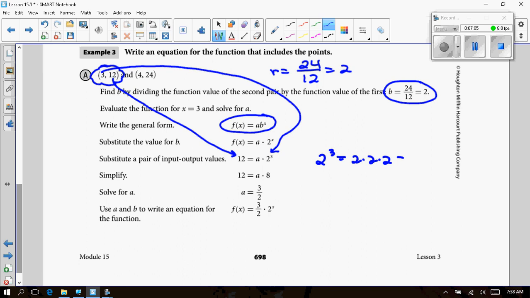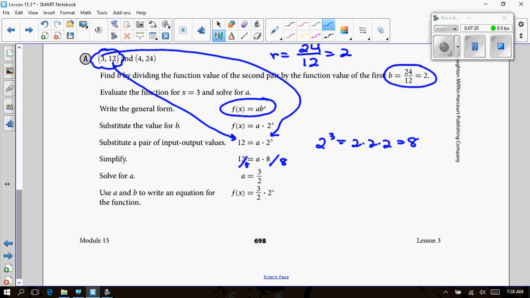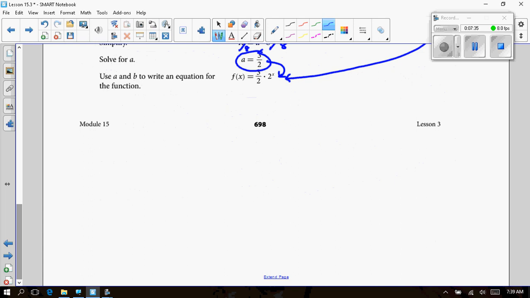All right, so now we know that 2 cubed is 2 times 2 times 2. I had you all memorize that. We know that that is 8. So that is how we got the 8. Divide both sides by 8. And 12 divided by 8 is 3 over 2. Yes, leave it as the fraction. Fractions are your friends. So our final answer, so now we know that A is 3 over 2, and we know that B is 2. We take both of these, drop them into the equation, and we have 3 over 2 times 2 to the x power.